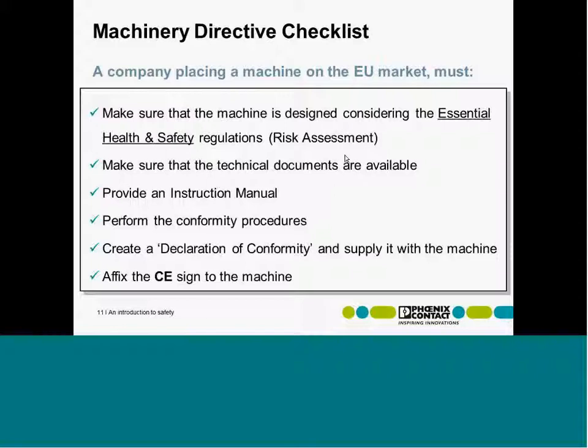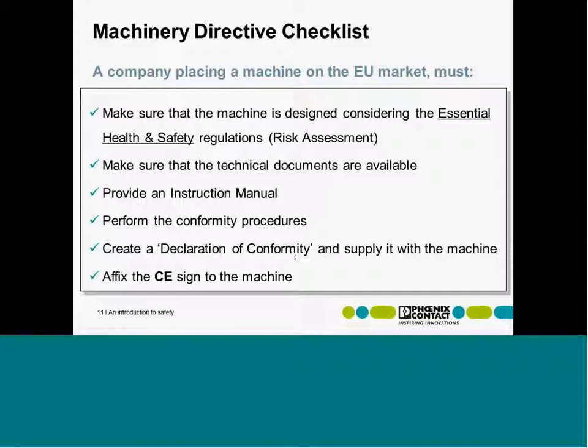Then you provide an instruction manual, as we see on this point here, which is the user information as we have seen before, containing all important information which is necessary for the safe use of the machine and the equipment itself. So it covers aspects for the operation, but also for service and maintenance procedures, cleaning procedures, and lots of other things.